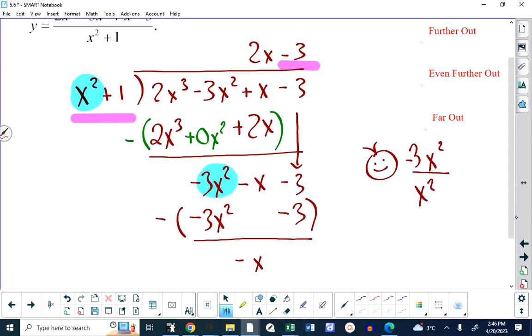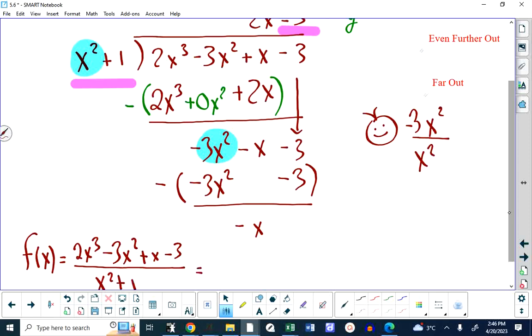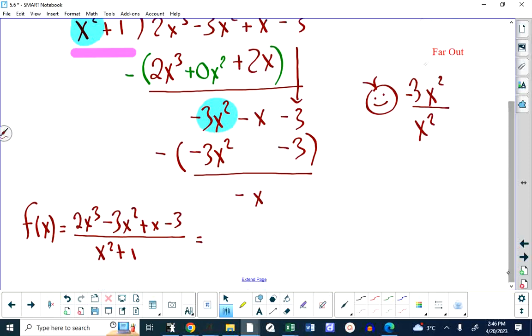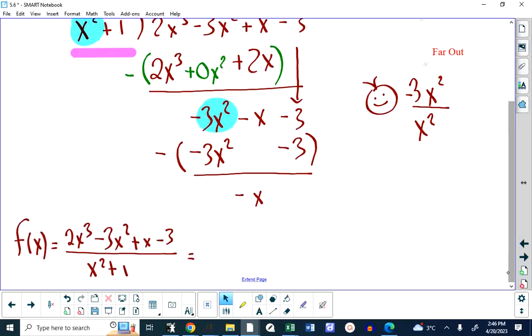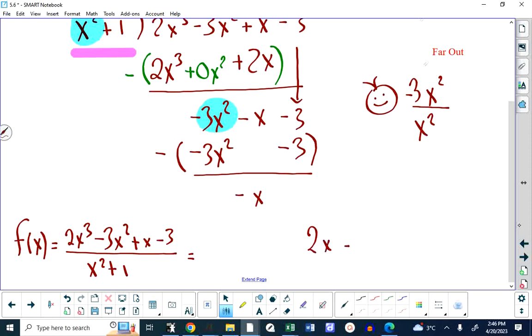So why is it that I know this is the slant asymptote? How do I know that? Because the division algorithm says that that original function, and I'm going to actually write it out, it's 2x cubed minus 3x squared plus x minus 3 over x squared plus 1. That original function is equal to the quotient, which is 2x minus 3, plus the remainder over the divisor.